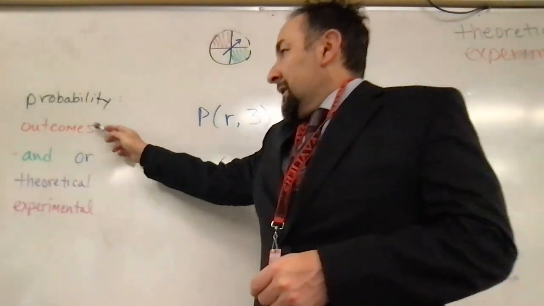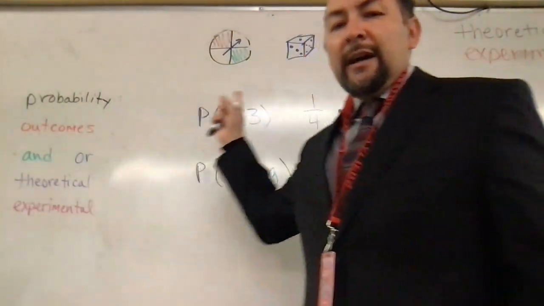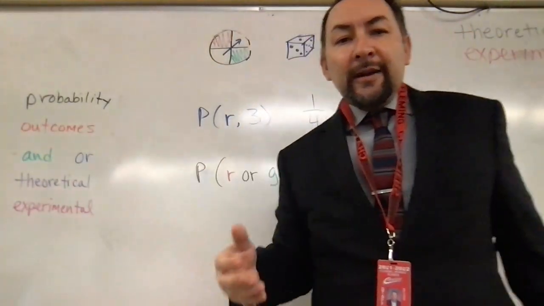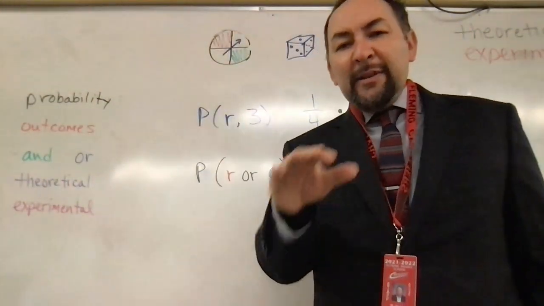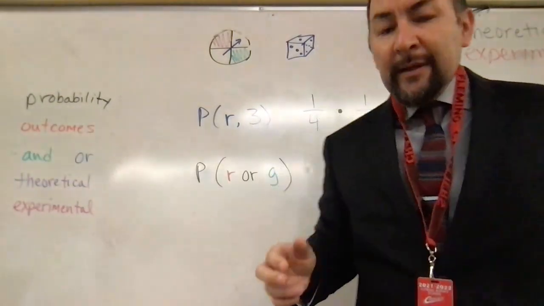We also have the word outcomes, which is all the things that are possible. What are the possible outcomes when you roll a die? Well, you have 6 total outcomes, right? You can roll a 1, 2, 3, 4, 5, 6. So outcomes means all the possible things that can happen. That'll usually be the bottom number of the fraction if you write it in a fraction form.